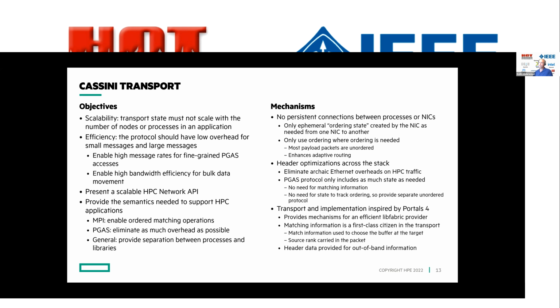We only use that where it's needed. So we'll do sequence numbering of packets as needed to preserve match ordering, for example. But most of our payload packets are unordered. If you do a bulk transfer, most of the payload packets are unordered. And if you do a PGAS transfer, most of the packets, actually, typically all of the packets are unordered. And that helps our adaptive routing achieve a higher efficiency.